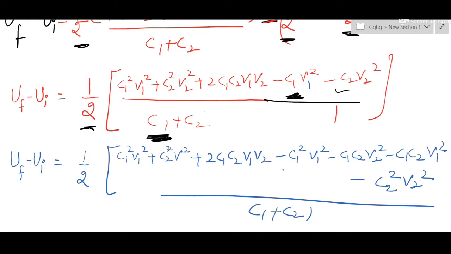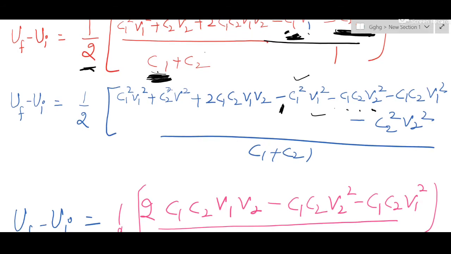What will come? Minus as it is, C1 will be C1 square and V1 square will be as it is. Similarly, you multiply now C1 with this second term. So it will be minus as it is, C1 C2 V2 square. Similarly, you can multiply the next two terms. So I am ready with this thing.